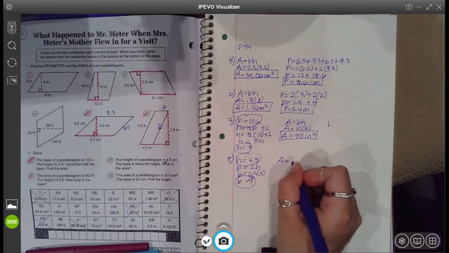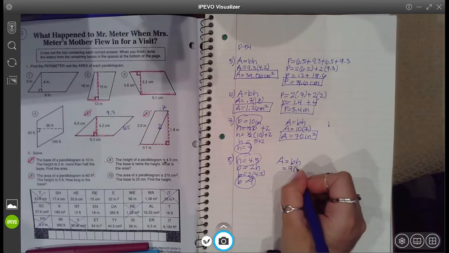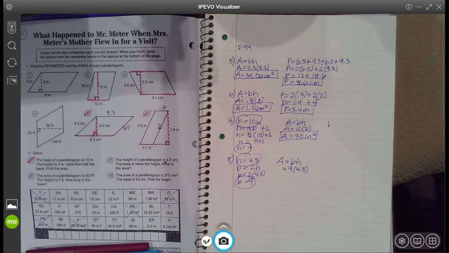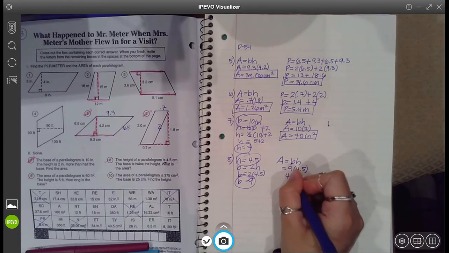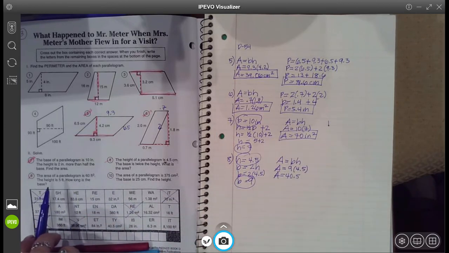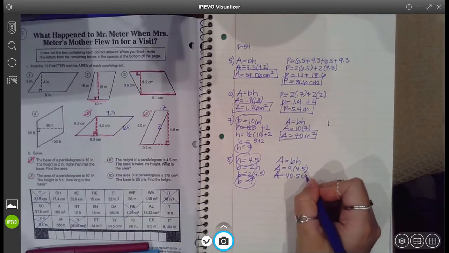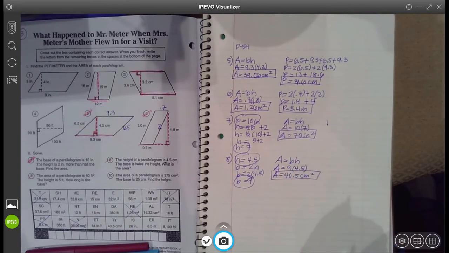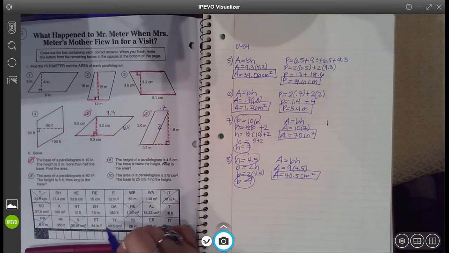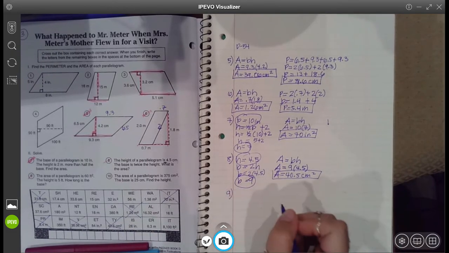So my overall area formula is base times height, and they said the base is 9 and the height is 4.5. So let's go ahead and multiply those two. You have 40.5, and this was talking about what unit for number 8? It was talking about centimeters, so centimeters squared. Go ahead and cross that off, 40.5, right there.